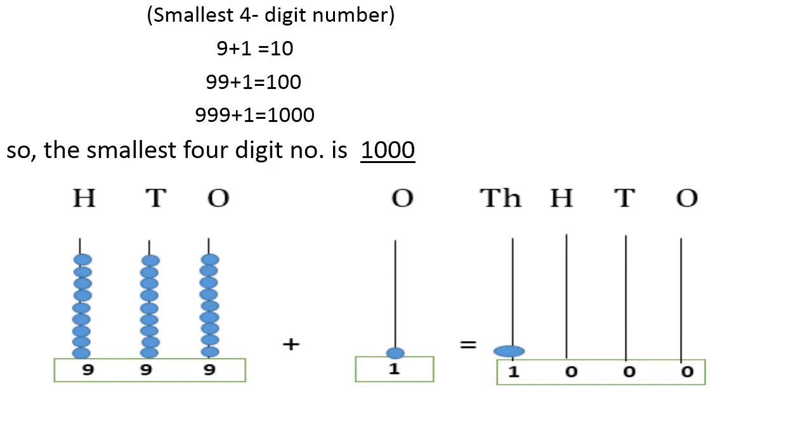Now we will see it on an abacus. See here, at 1's place there are 9 beats, at 10's place there are 9 beats, and at 100 place there are 9 beats. So we have to add 1. When we add 1 to 999, 1's place becomes 0, 10's place 0, and 100 place also 0. And here we introduce a new place, and that is 1000. So the smallest 4-digit number is 1000. Here we have only 1 beat at 1000 place.